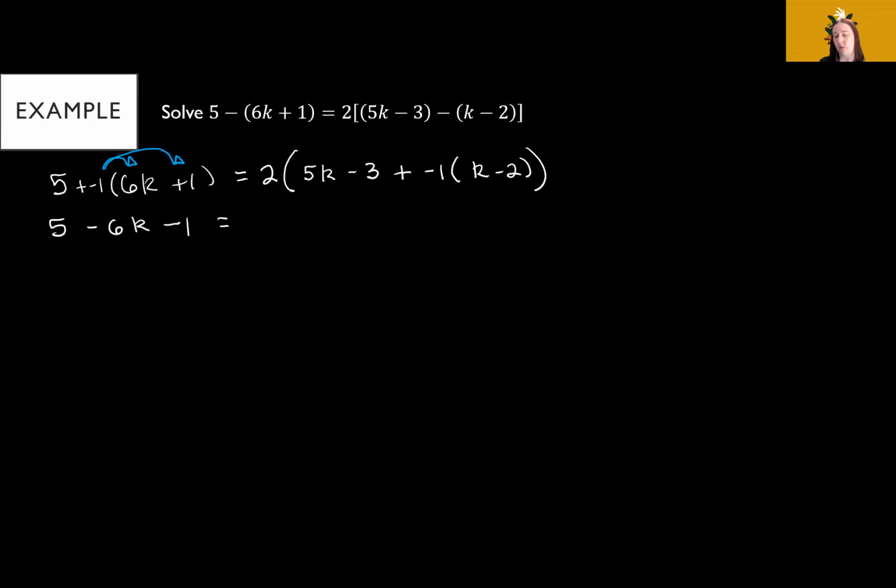Now on the right side, when we're simplifying, when you have multiple sets of parentheses, you work inside out. So I still am distributing, but I need to distribute the inside parentheses first. So the -1 times the k minus 2. So I have 2 parentheses 5k minus 3. And then -1 times k is negative k or minus 1k.